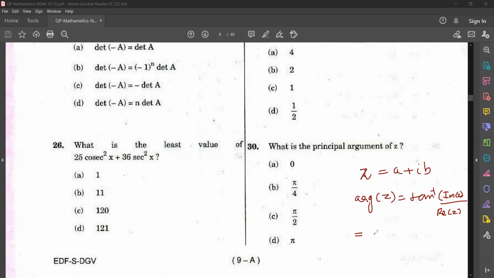So, what is the imaginary part of z? We already got z as 1 plus 0i, isn't it? So that is tan inverse of 0 by 1, where 0 is the imaginary part and 1 is the real part. So tan inverse 0, whose tan is 0, that is 0 degree, isn't it? So argument of z is 0, option A.